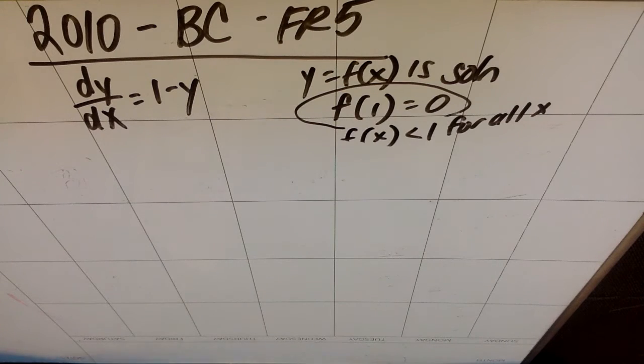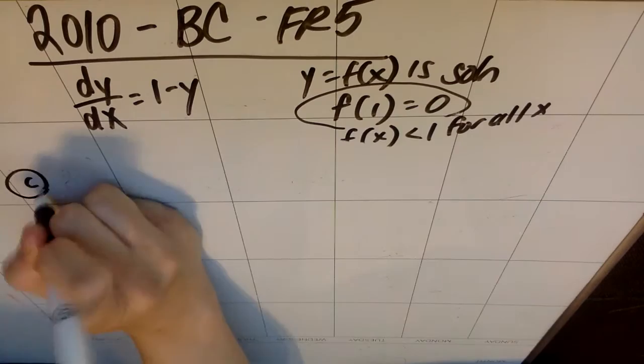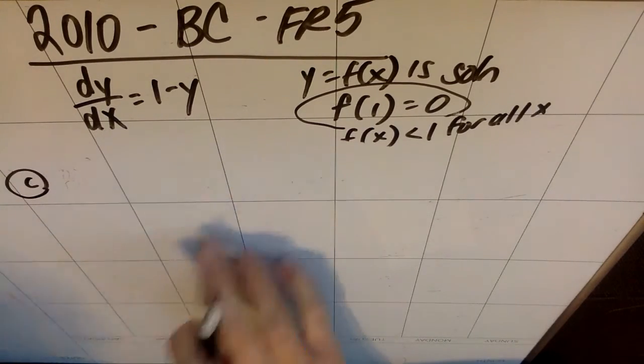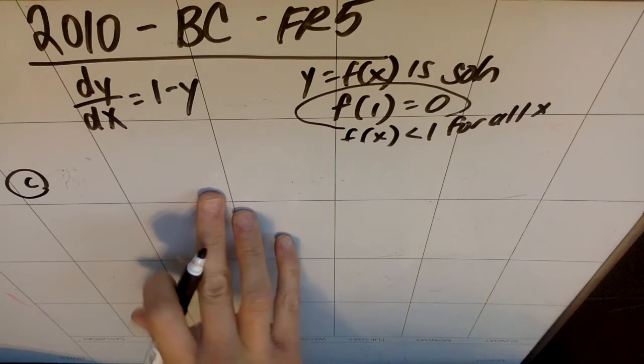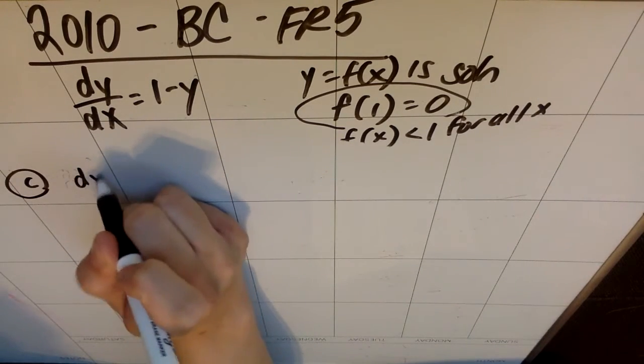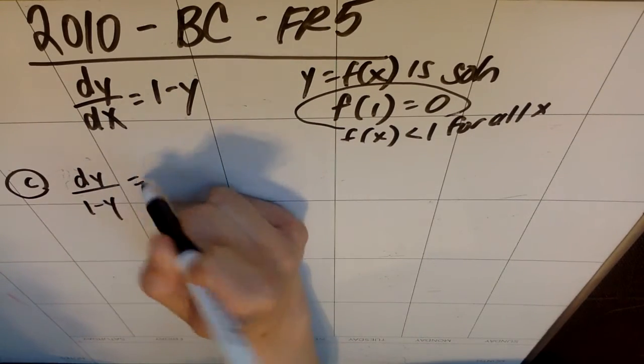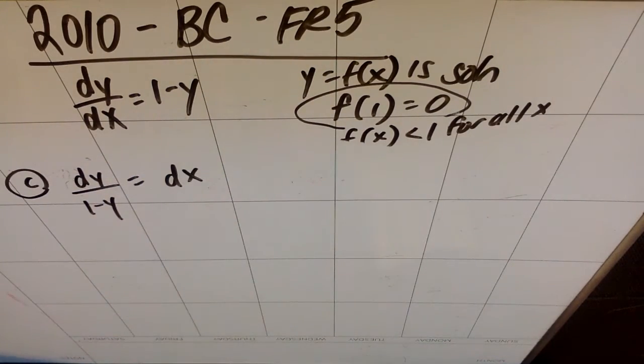Part C. We could have seen this coming from the beginning. This is the one that's going to be worth most of the points. This is a separable differential equation. It has no x's, therefore it's separable. Part C wants us to solve. So since there are no x's, I'm going to divide by 1 minus y, multiply the dx over, and now I've separated my variables.